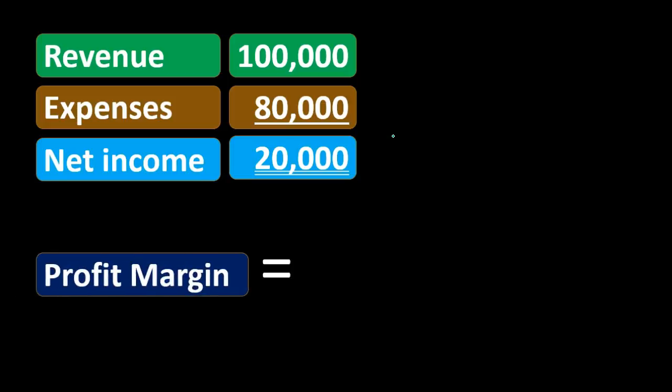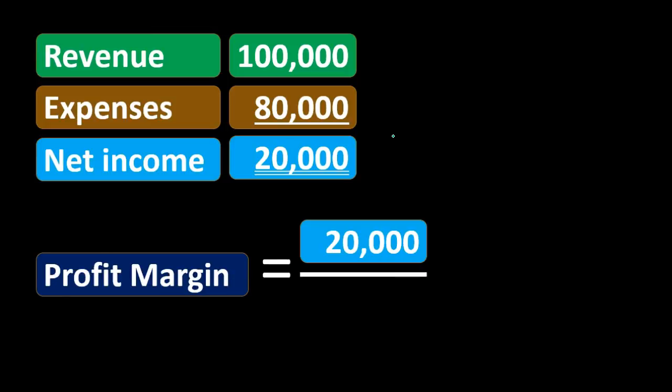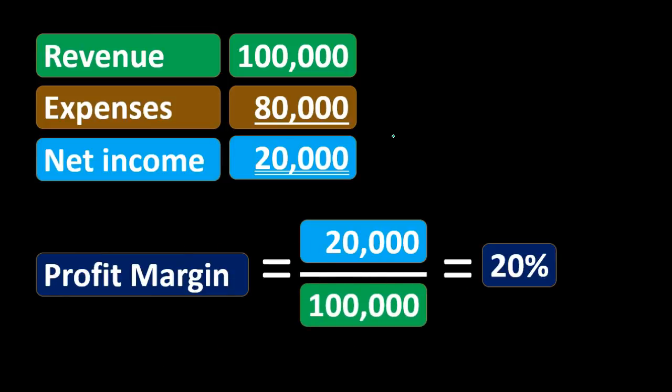In other words, the profit margin equals net income divided by the total revenue, and in this case that would give us 0.2, or 20%. One way to think of this is that for every dollar of sales that we have, we're walking away with basically 20 cents.